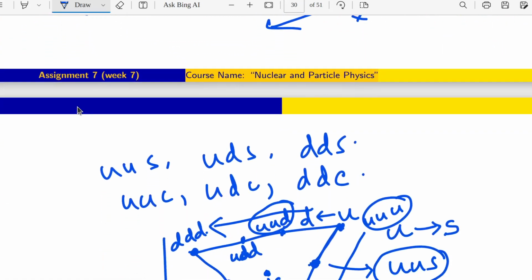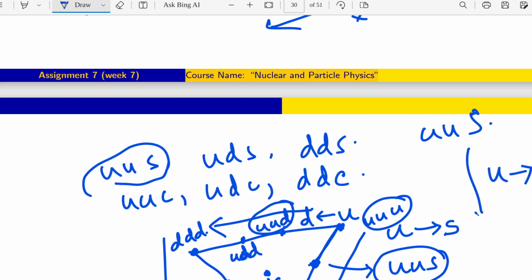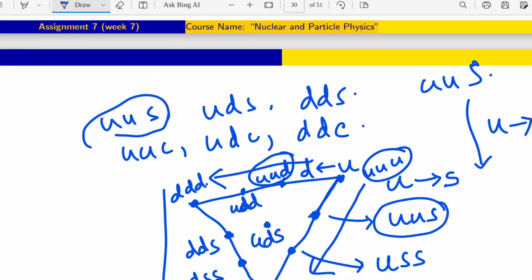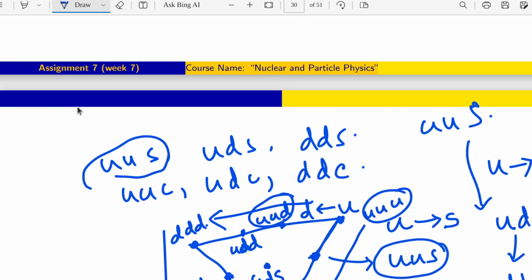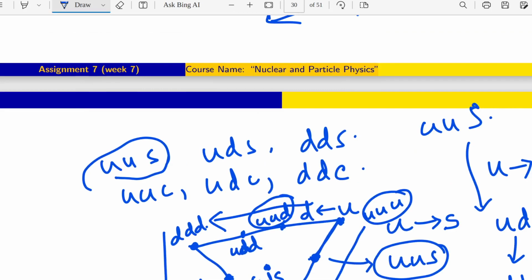Now coming to this one, let us calculate at first UUS. At first UUS was there, and I told you that for an isospin triplet one U should be replaced by D. Then what will be the next particle for this triplet, if it is a triplet? It will be UDS, because one U is converted to D. And what will be the next one? The next one will be DDS. Now you can see that UUS, UDS and DDS, these are all present. That means this one can be an isospin triplet.